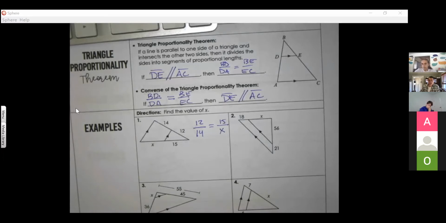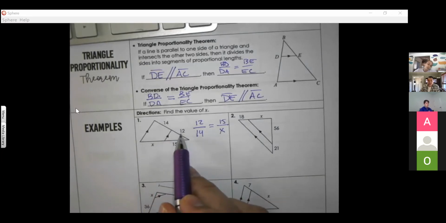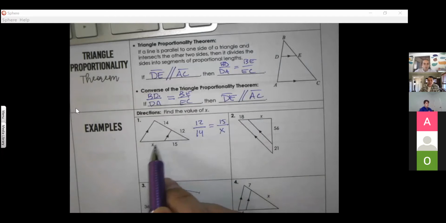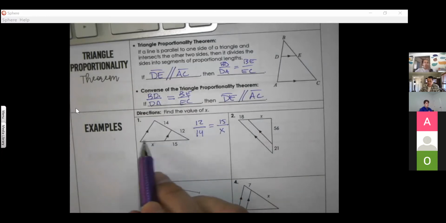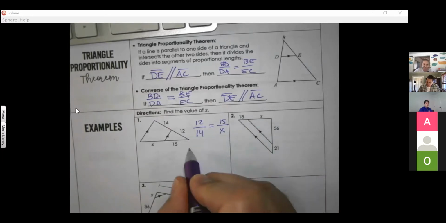Is it the only one? No. You could have said 12 to 15 is equal to 14 over X. Or you could have said x is to 14 as 15 is to 12. Or you could have said x is to 15 as 14 is to 12. You could not put x over 12. Those have nothing in common. This one's on the bottom side, this one's on the top side, this one's the lower segment, this one's the upper segment. Once you get it set up as a proportion, we can cross multiply to solve.